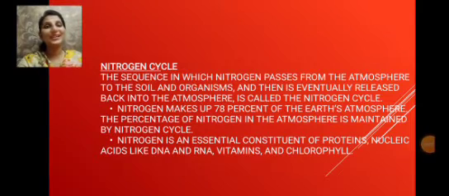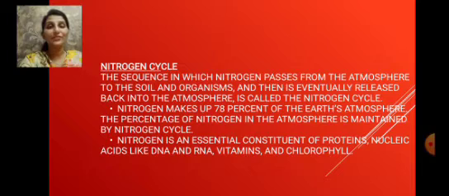Dear children, let us learn about the next type of biogeochemical cycle, that is the nitrogen cycle. We have learned the nitrogen cycle in class 8, so let us have a quick revision. The sequence of events through which nitrogen passes from the atmosphere to the soil and organisms and then back to the atmosphere, thus completing the cycle, is called the nitrogen cycle.